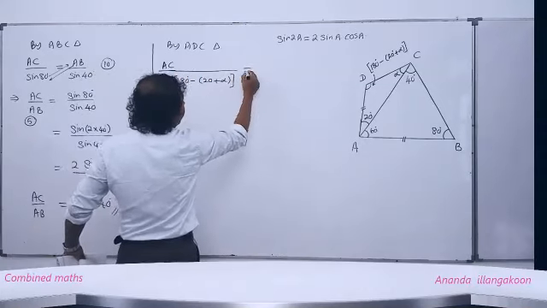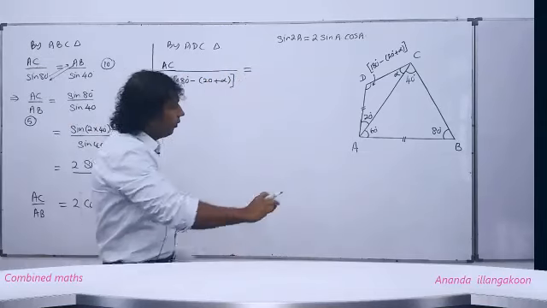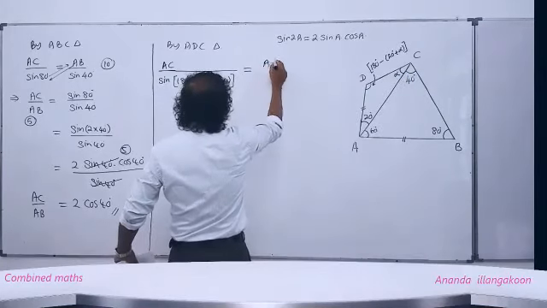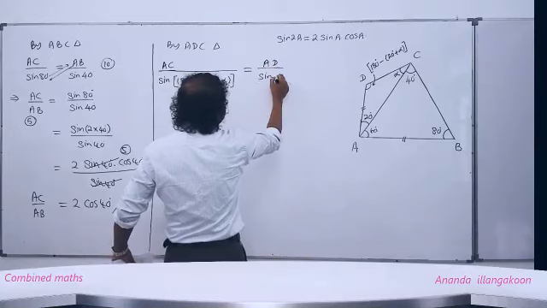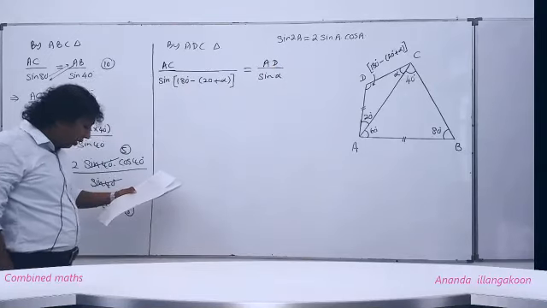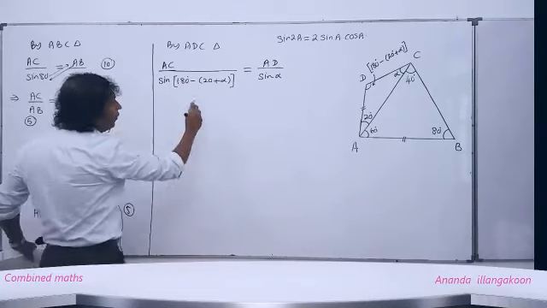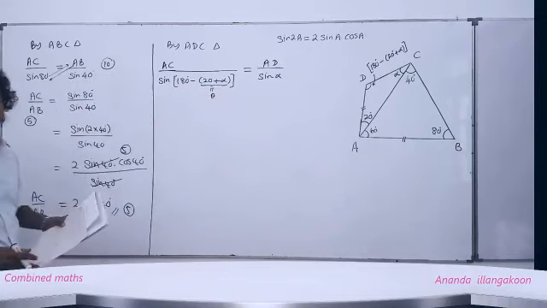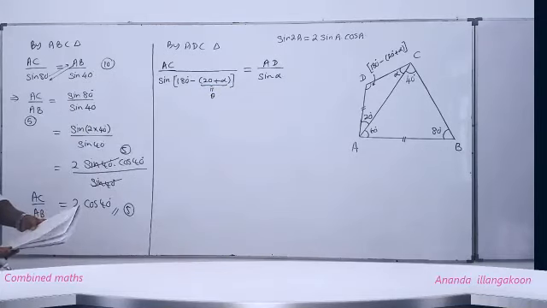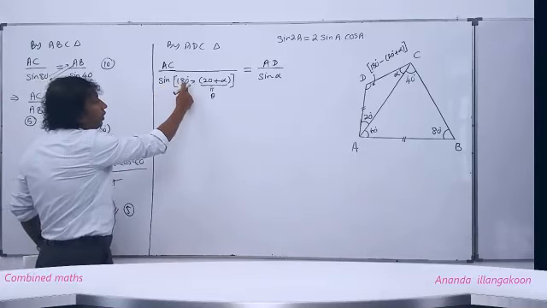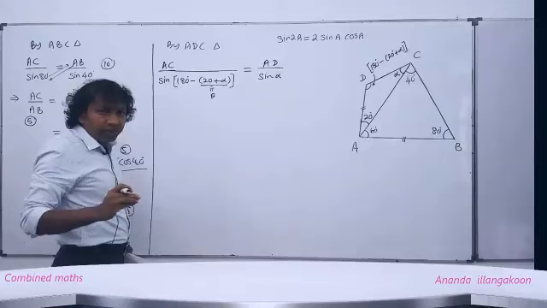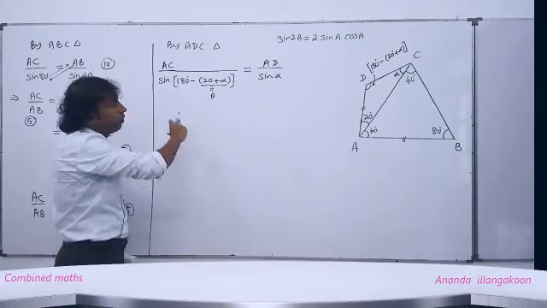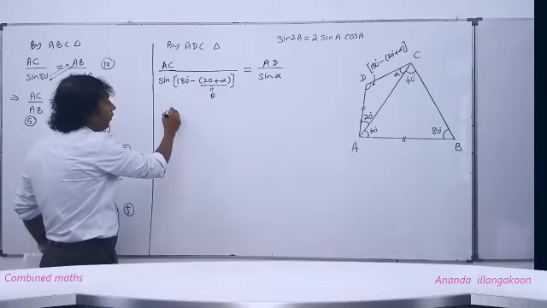Equals AD divided by sine of this angle, AD divided by sine alpha. But we need AC by AD. Now suppose this 20 plus alpha angle I keep as one angle, say theta. Then this takes the form sine 180 minus theta. What is sine 180 minus theta? It is sine theta. So sine 180 minus this angle means sine this angle.